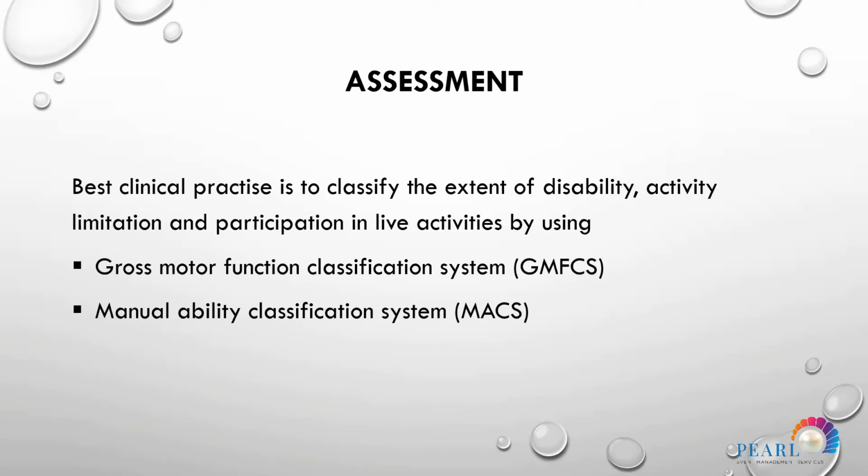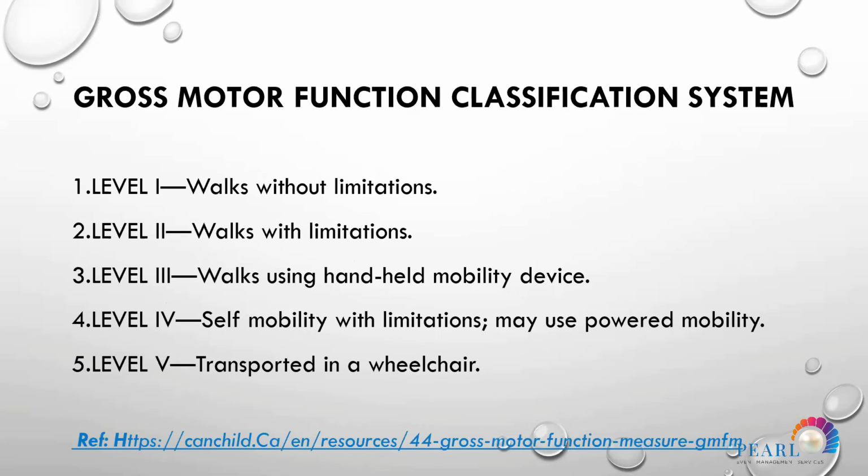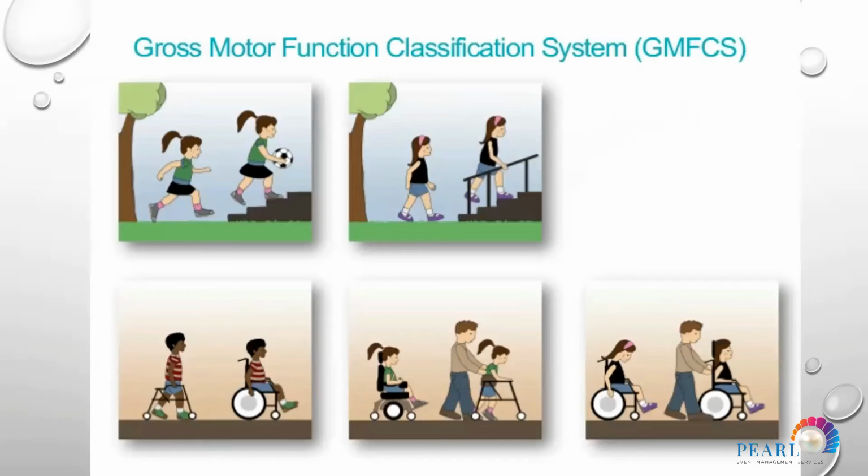The best clinical practice is to classify the extent of the disability, activity limitation, and participation in daily life activities by two tools. These are called the Gross Motor Function Classification System and the Manual Ability Classification System. The Gross Motor Function Classification System is a 5-level tool which classifies the degree of the disability, and it focuses on the movements, on the sitting and walking of the child. So this is the Gross Motor Function Classification System.